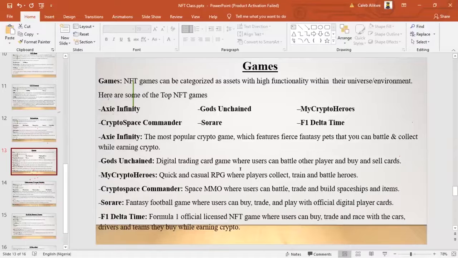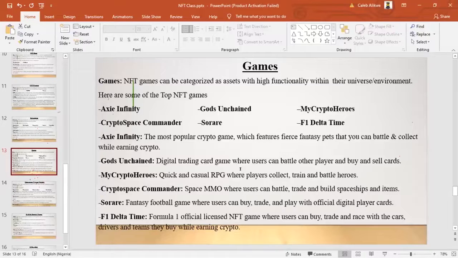Then Gods Unchained. Gods Unchained is a digital trading card game where users can battle other players, buy and sell cards. Then My Crypto Heroes is a click and casual RPG game where players collect, train, and battle heroes. Then Crypto Space Commander is a space MMO game where users can battle, trade, and build spaceships and items. And So Rare.